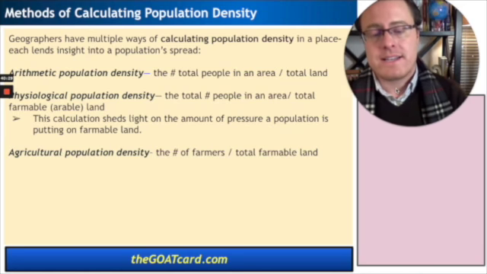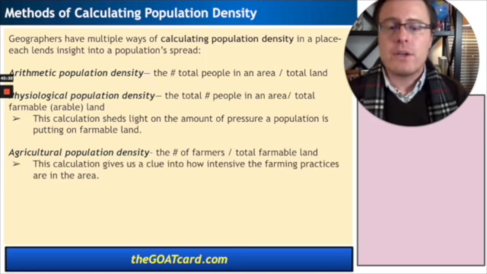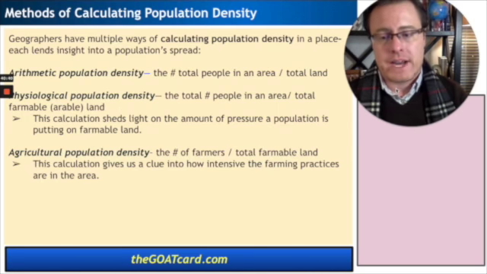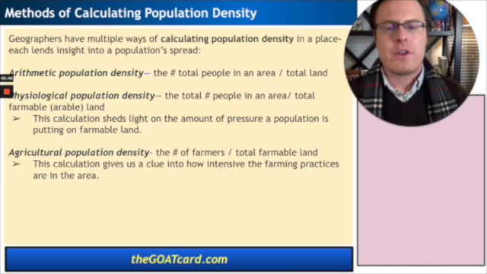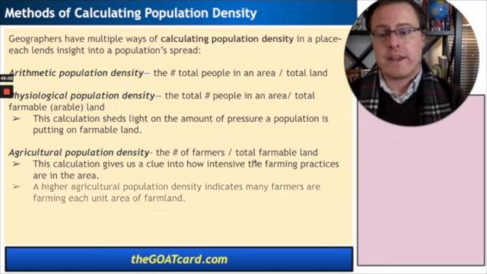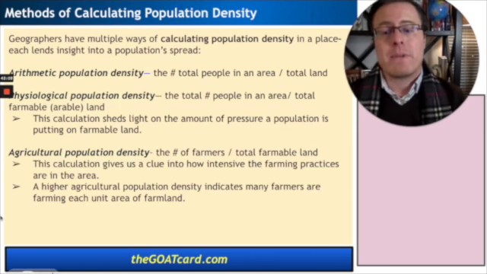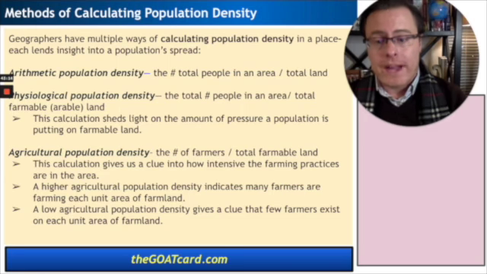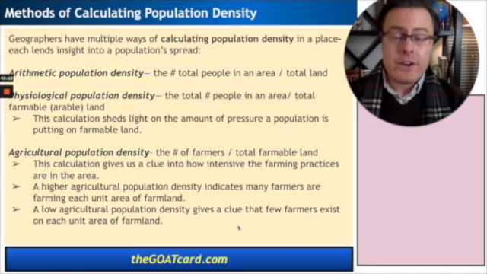Agricultural population density is the number of farmers divided by the total farmable land. This calculation gives us a clue into how intensive the farming practices are in the area. So the higher the agricultural population density, the greater the number of farmers per unit area of farmable land. A higher agricultural population density indicates many farmers are farming each unit of farmland. A low agricultural density gives us a clue that few farmers exist on each unit area of farmland.